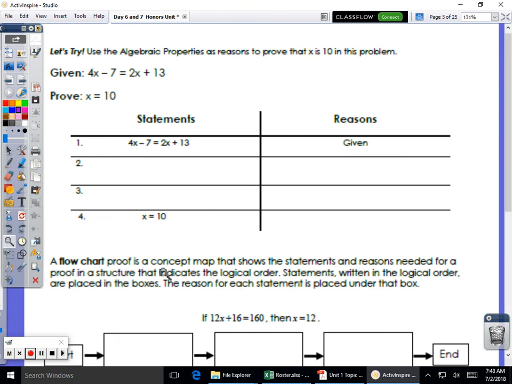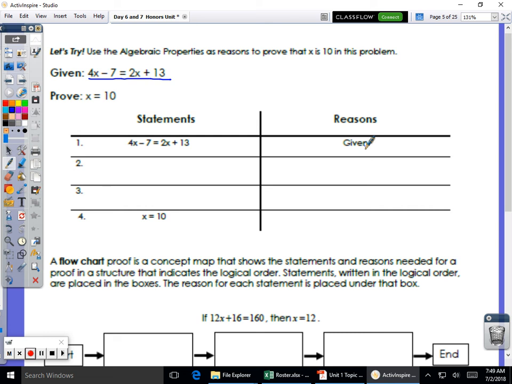Let's check this out. Here's an example of a 2-column proof. We're using algebraic properties and reasoning to prove that x is 10. So we have our statement. We start with what's given. We give the statement, and our reason for writing that is it's given. We know that's true because it's given.